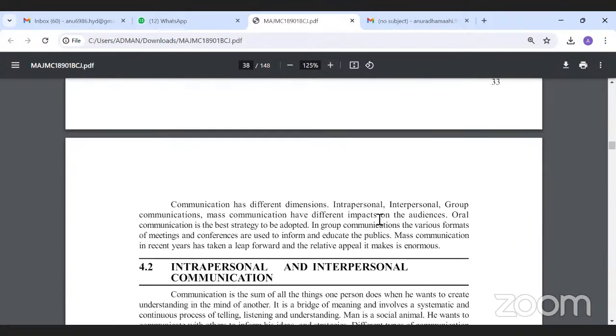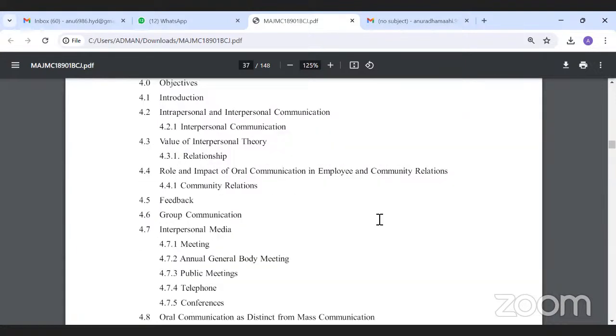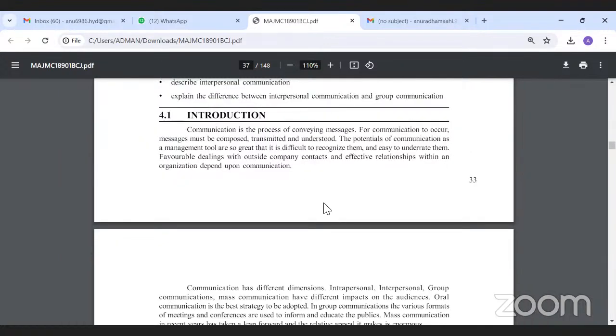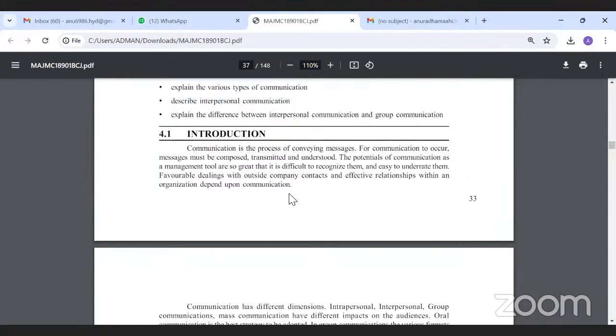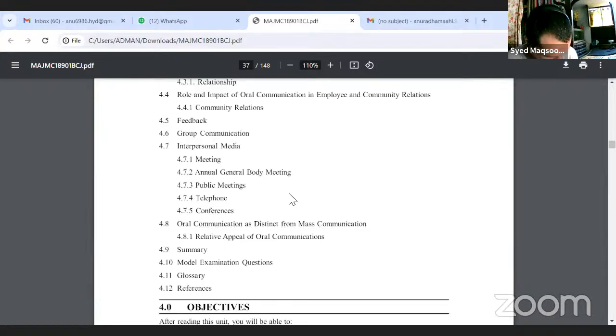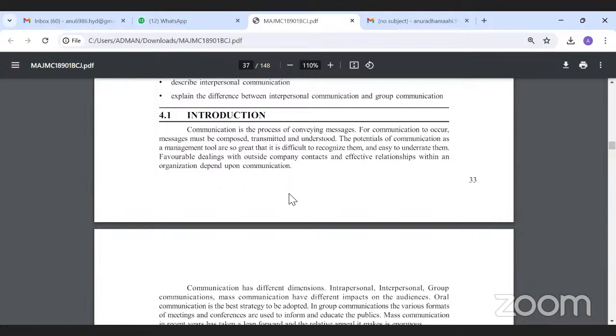So let's start this. Intrapersonal media. Did you see here unit 4? Objectives, introduction. So let's start with introduction. What do you mean by intra or interpersonal communication? We have already discussed this. So I'll just read out and simultaneously try to explain it to you.